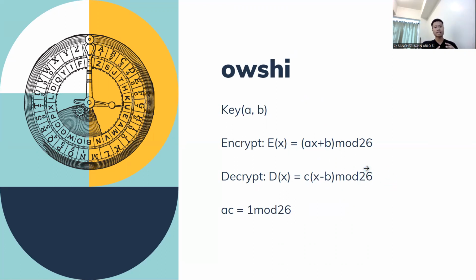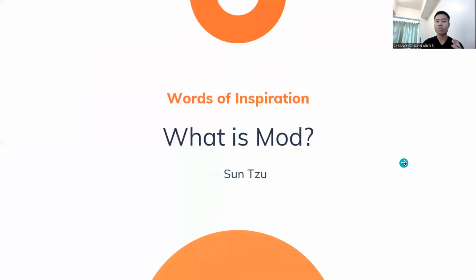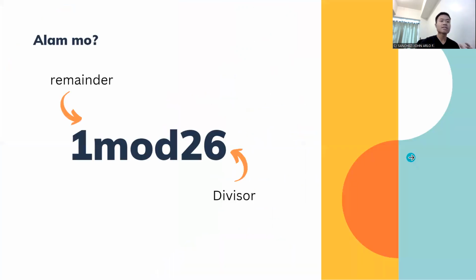So a way to get c is to do a times c is equal to 1 modulo 26. But first, what is modulo 26? What is mod? Very philosophical question. So for 1 mod 26, all you have to know is that there's a number on the left side and there's a number on the right side. The number on the left side is the remainder. The number on the right side is the divisor.